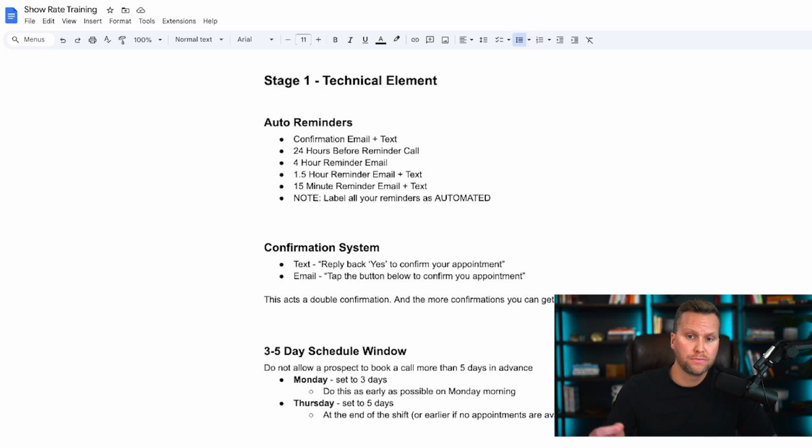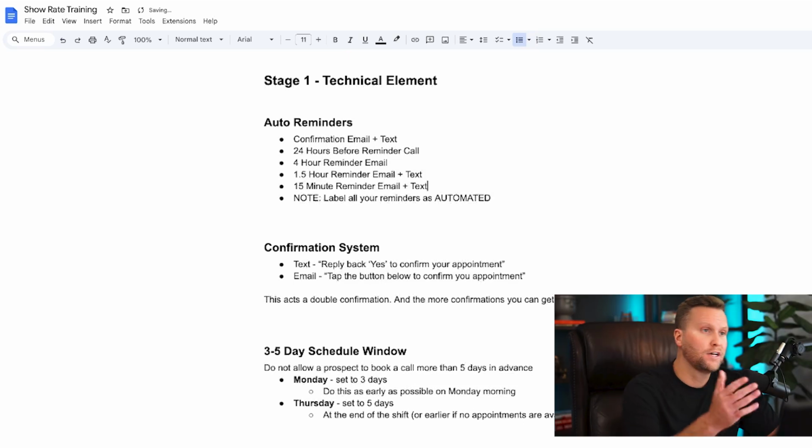Now, one thing to note is for your automated messages, like the reminders, you want to put "automated" in the text messages. Because what you'll see later on in a couple of the other strategies that we're going to talk about is to try to add in something that's a little more personal. It looks like someone actually manually reached out to them. So that's the automated reminders.